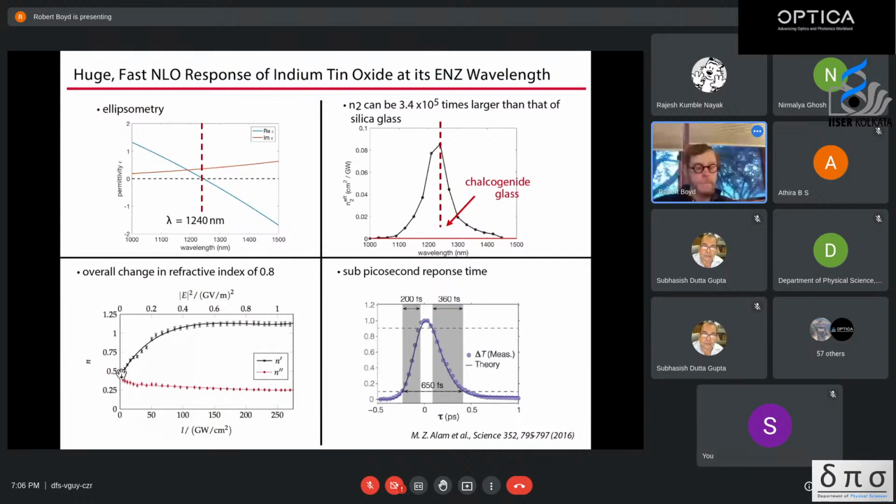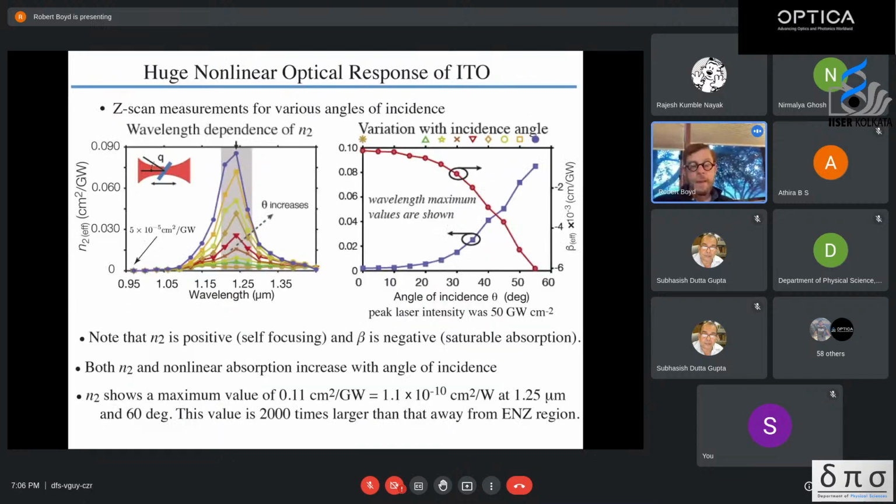Here we've measured the real part of the refractive index and the imaginary part of the refractive index. The real part shows a very, very large shift, which can be very important for applications. And finally, we did a pump probe experiment that shows that the response time of indium tin oxide is in the picosecond range, meaning that it could support switching rates in the terahertz region. Let's skip this one.